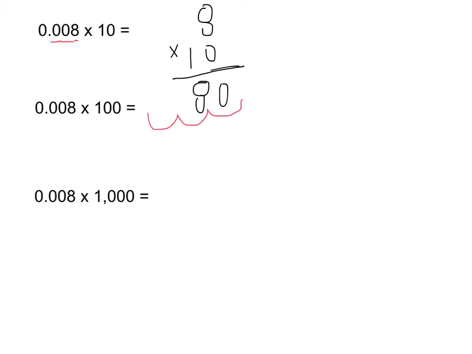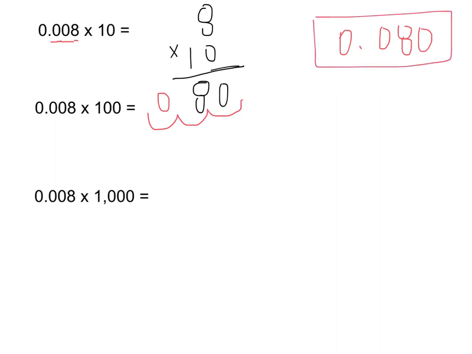Uh-oh. What should I do? I ran out of spots. What do I need to do? Aditya? Where do I need to add a 0? To the left of 8. Good. So if my answer is 0.080, are there 3 numbers to the right of the decimal point? Is that what we need? Is that our answer? 8 hundredths. Good. Let's try number 2.